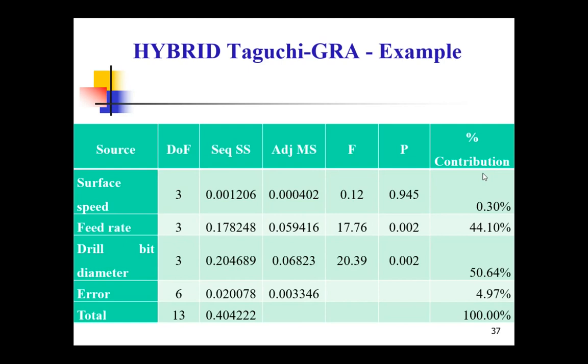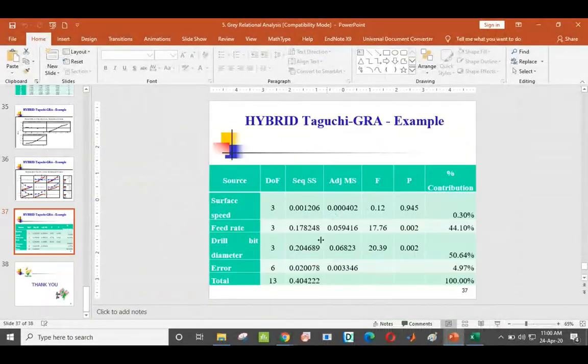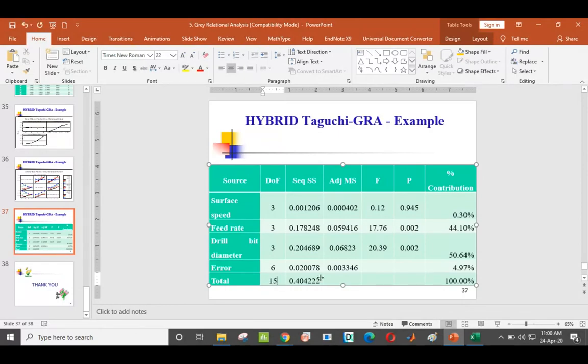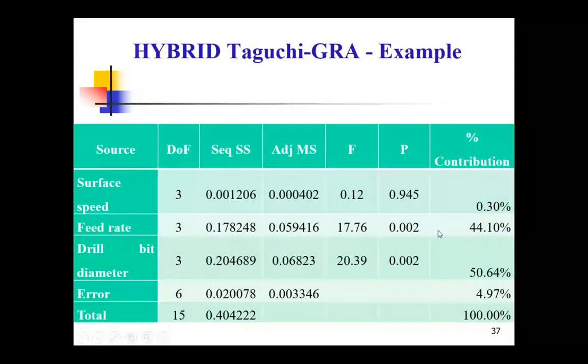So from this ANOVA, we can determine that the influence of drill bit diameter is 50.64, whereas the influence of feed rate is 44. The degrees of freedom: totally we have 16 experiments, so the total degrees of freedom is 16 minus 1, which is equal to 15. The surface speed is taken as 4 levels, so 4 minus 1, 3. So 3 plus 3 plus 3, 9. So 15 minus 9, the error will be 6 degrees of freedom.